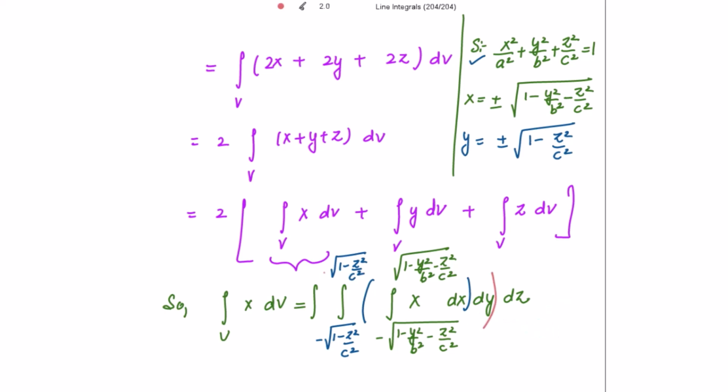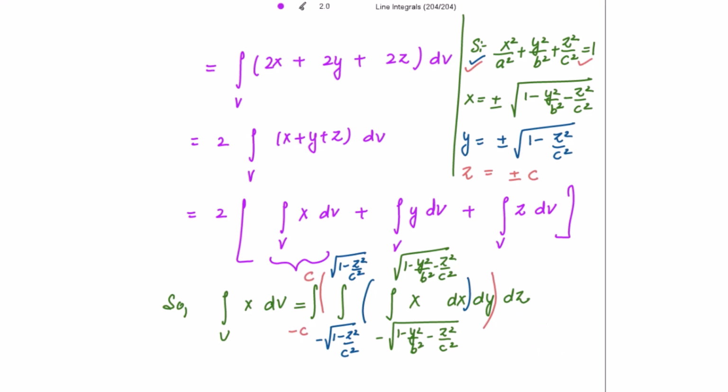Now the remaining integral, that is with respect to z, we are interested in only z coordinates. So for z, we take x to be equal to 0 and y to be equal to 0 in the surface S and get the limits of z. Taking x and y equal to 0, we get from the surface that it is plus minus c, right? So the lower limit is negative c and the upper limit is positive c.